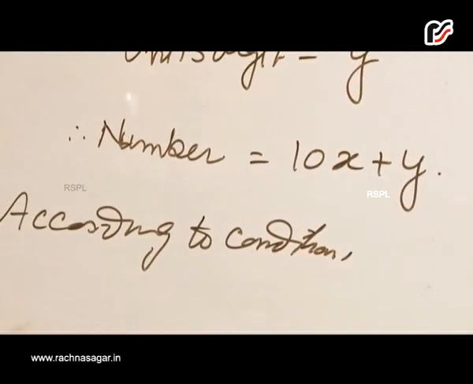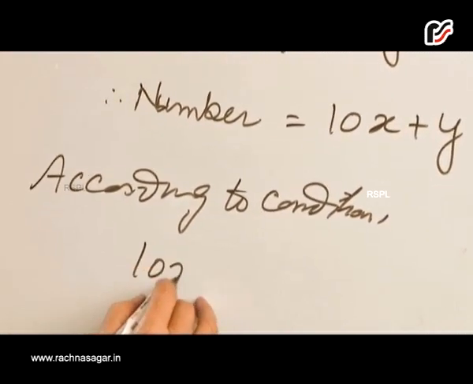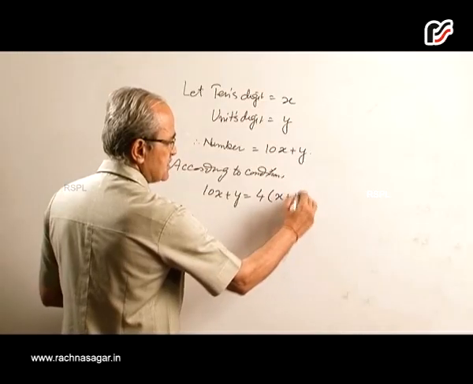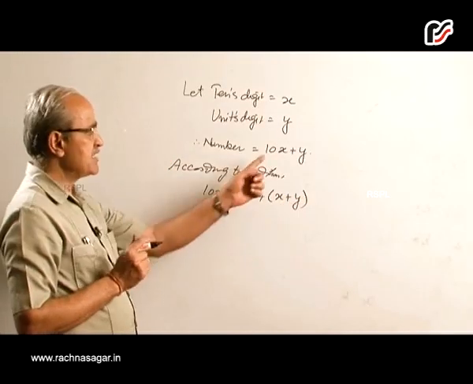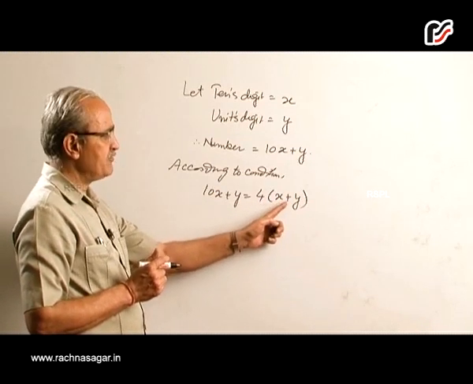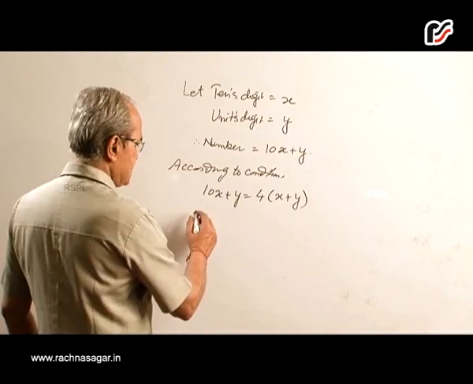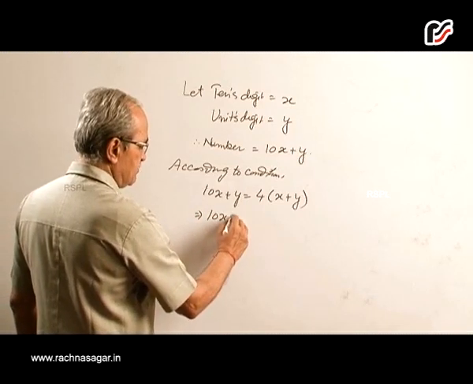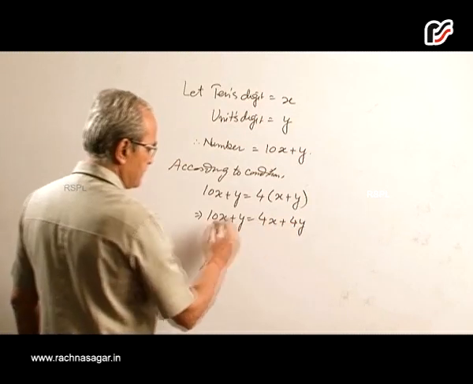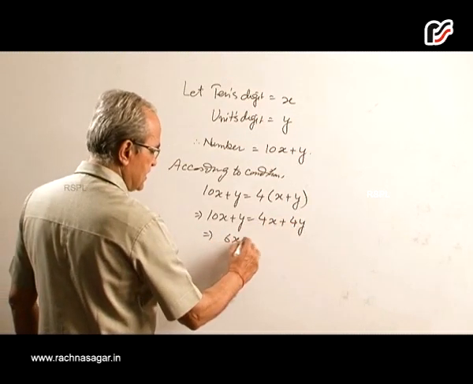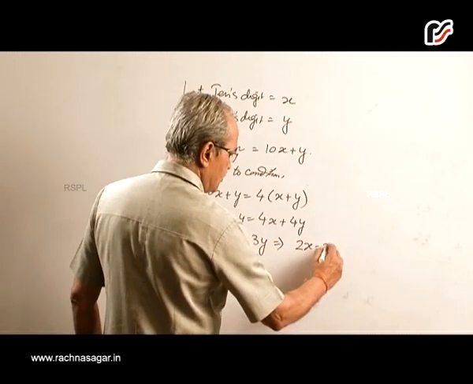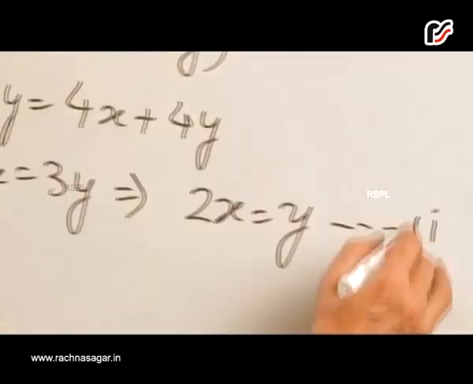According to condition, 10x plus y is 4 times the sum of its digits. That is, the number equals 4 times the sum of its digits. This implies 10x plus y equal to 4x plus 4y. We get 6x equal to 3y, or this implies 2x equal to y. This we put as 1.